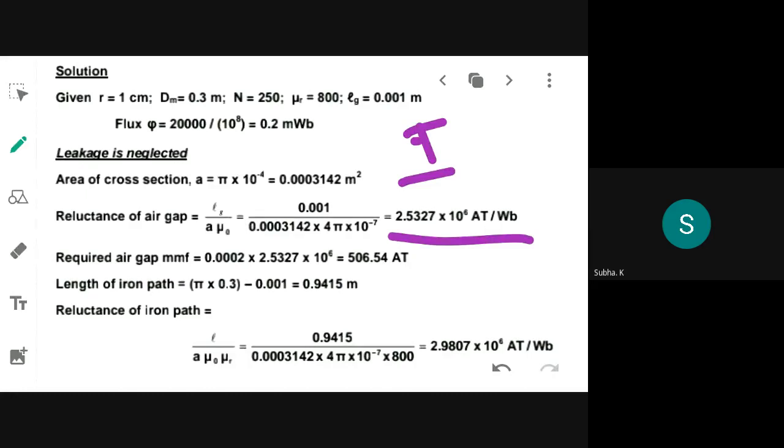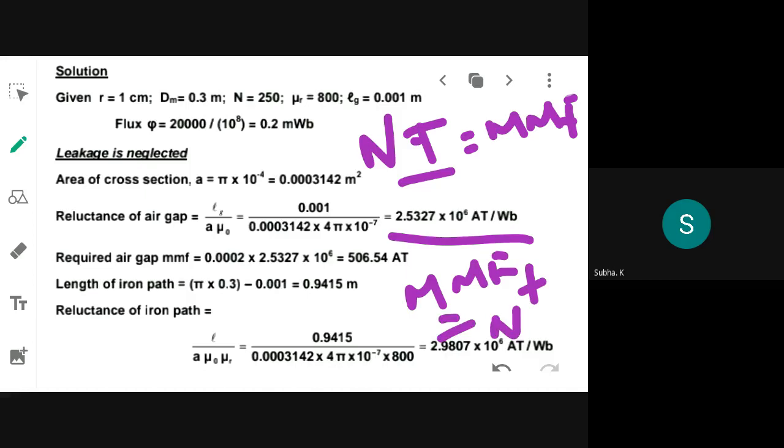What is the formula for MMF? Ni. Okay, so Ni is MMF. Somehow you find the total MMF, and you equate it to Ni. Number of turns is given to be 250. So if you are able to find out total MMF, you will be able to find out the current. That is what you are going to do now. But I want total MMF. So how can I calculate the total MMF?